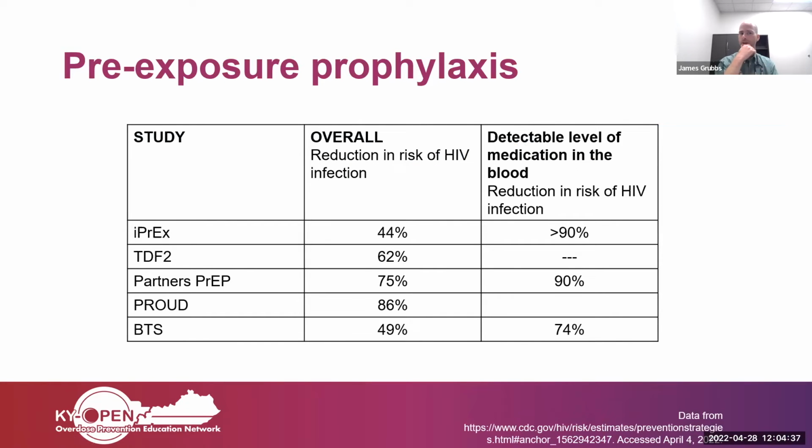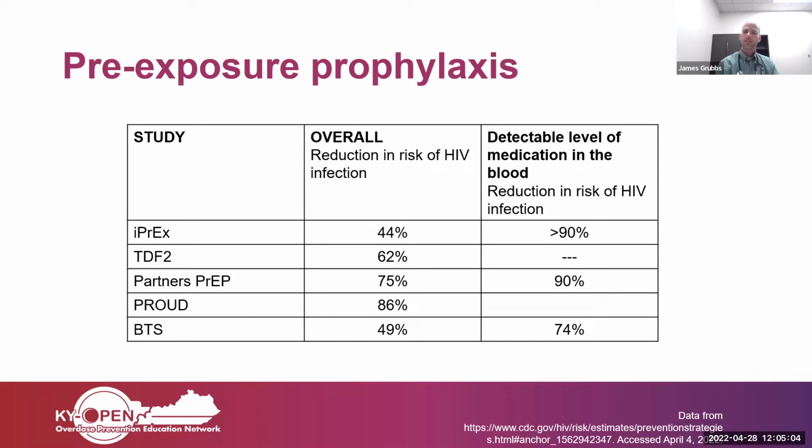And then we talked about pre-exposure prophylaxis. We talked about the different populations in whom this has been studied, mostly, again, in men who have sex with men with the iPrEx study, but in this BTS study down at the bottom, this was a study in Thailand among people who inject drugs, and it showed that PrEP is effective in that population as well.